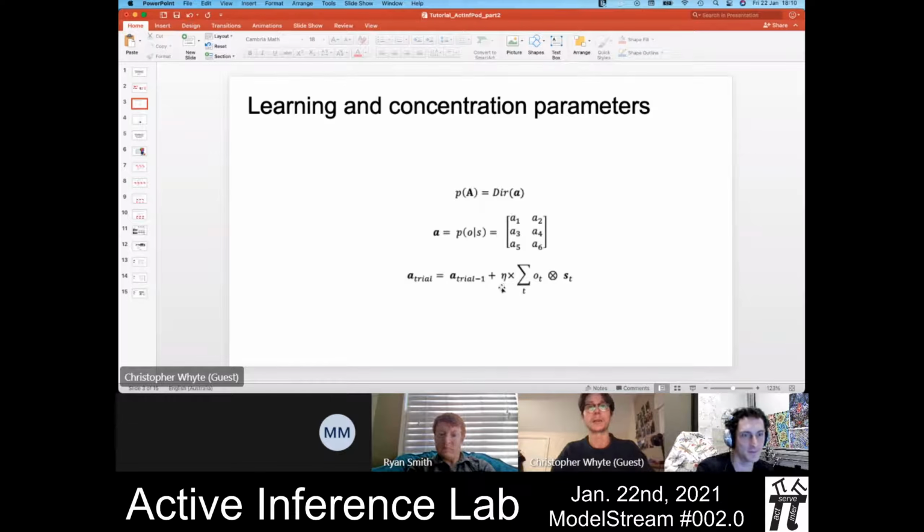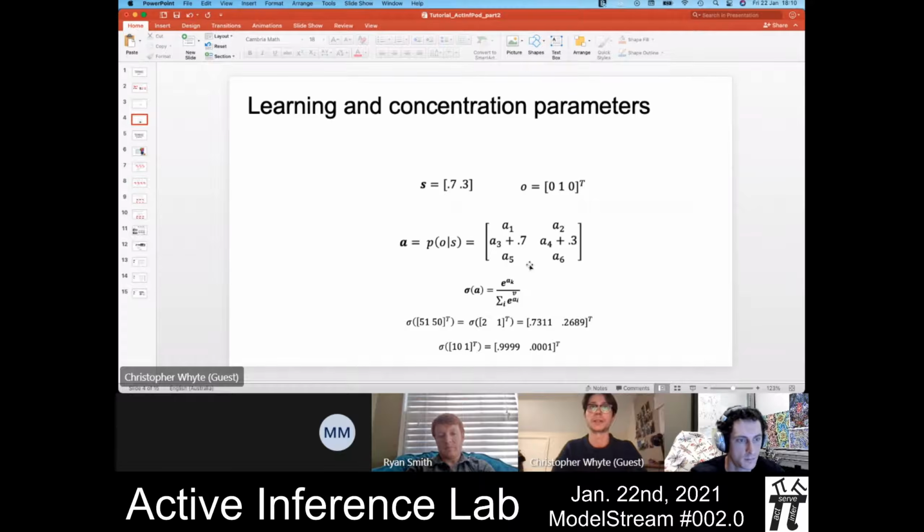Anyway, this eta here is just a learning rate, and it will multiply this term here. I'll give an example, and we'll add that to our previous values of whatever these A's are. Very simply, say our posterior over states is something like 0.7, 0.3, and we receive an observation. This is a transpose vector, so it corresponds to row 2. All that this would do is literally add a value of 0.7 and 0.3 to this matrix. That's all that learning is, really. It's very simple.